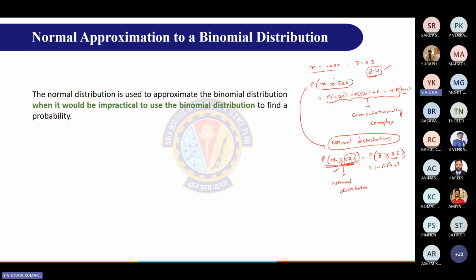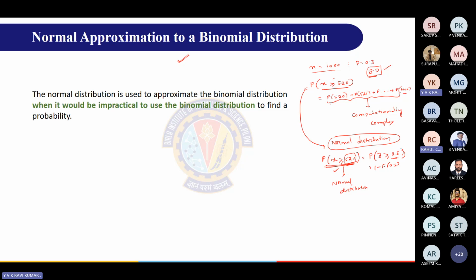So that is what the normal approximation to binomial is. Actually it is a binomial distribution, but we try to use the normal distribution in place of the binomial distribution. Someone expressed the same doubt yesterday, right? This is the answer. So how to do it, right?